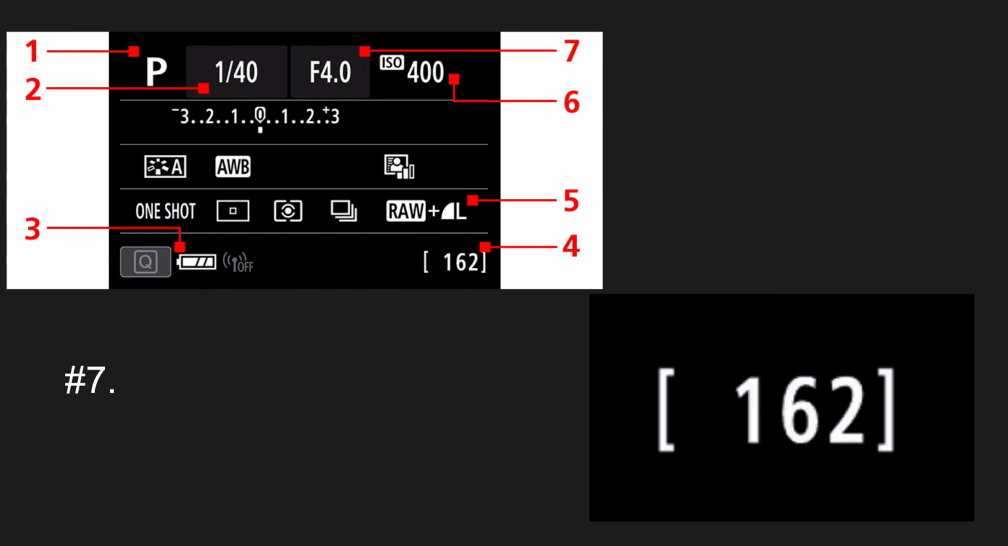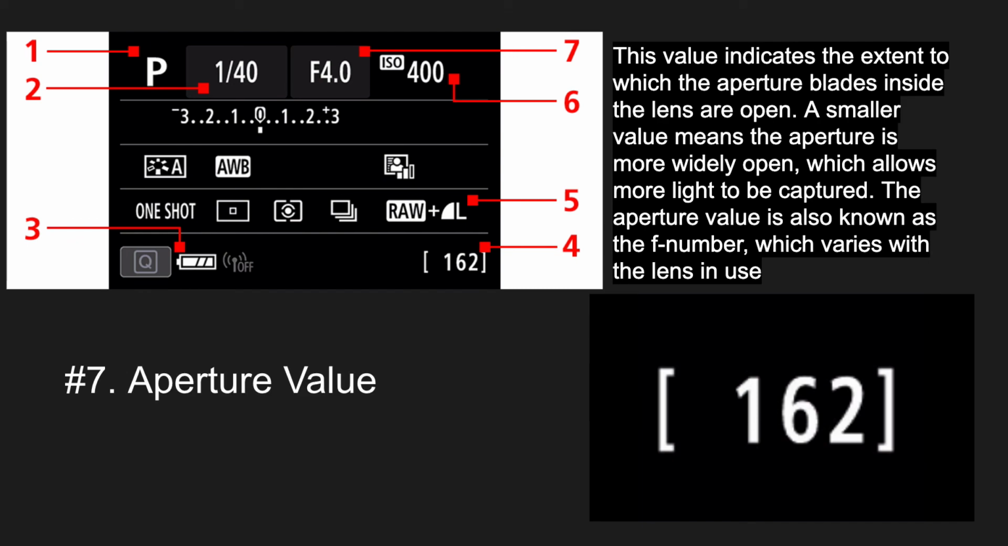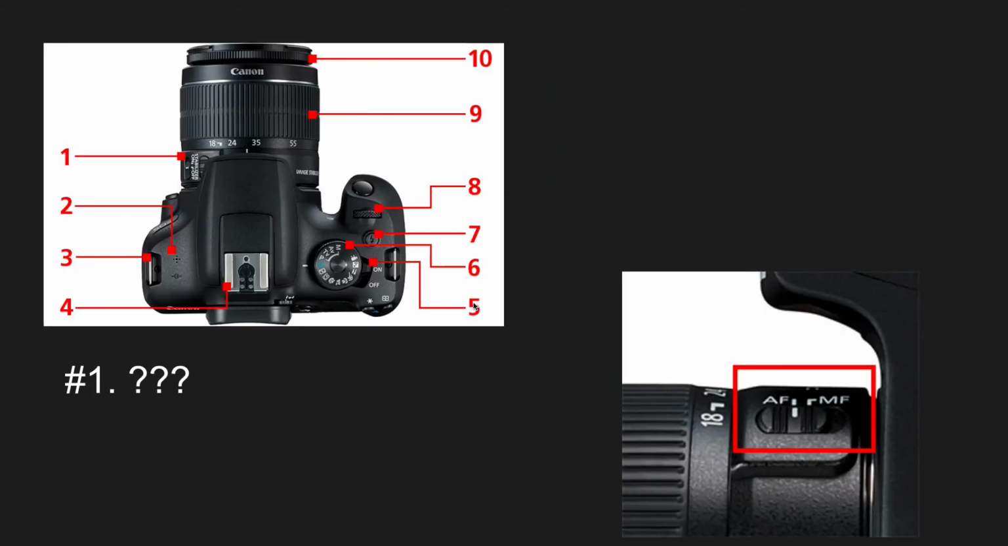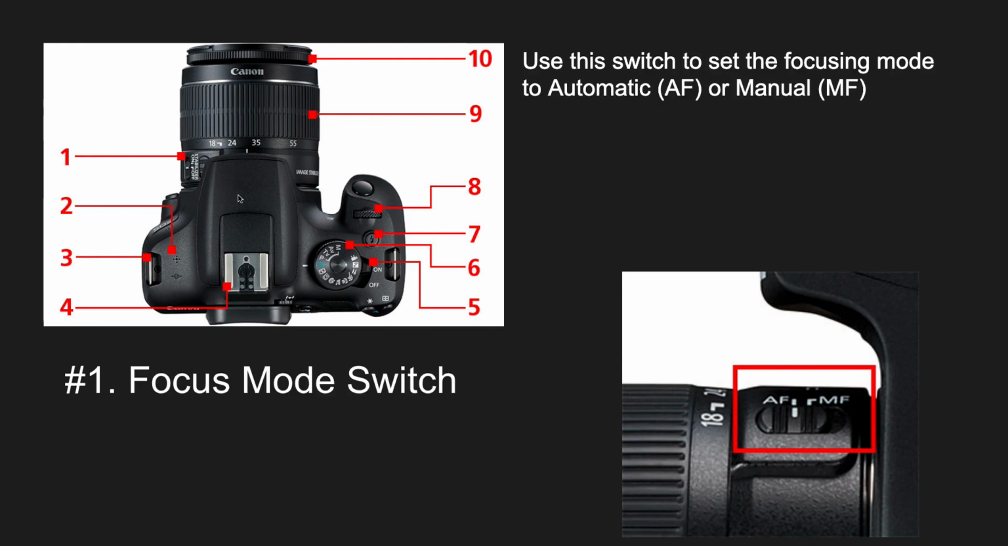Okay, number 7. Images, oh, I went the wrong thing here. Sorry about this mix-up, guys. Number 7, aperture. Sorry about that improper close-up. All right. What is number 1? It's found here. Your focus mode switch, right? To switch between autofocus and manual focus.